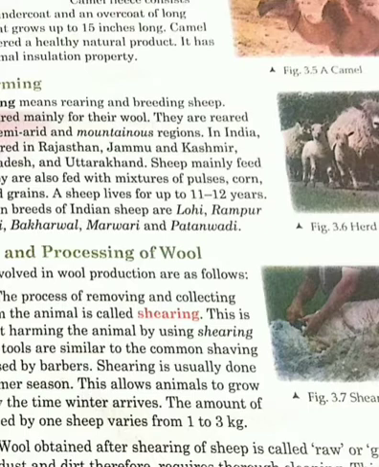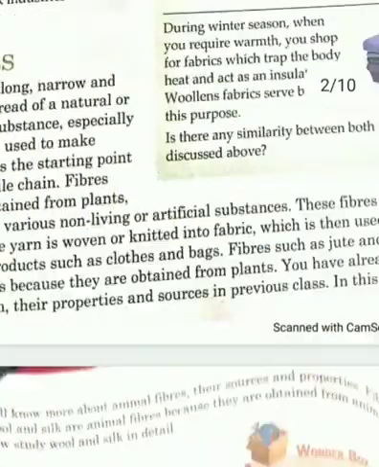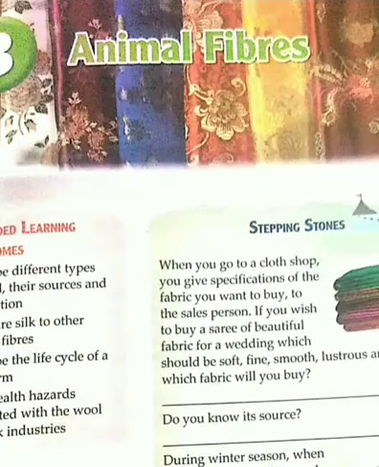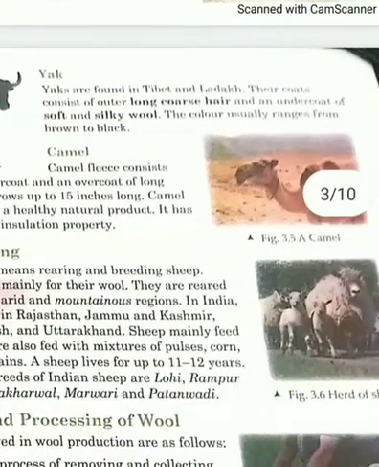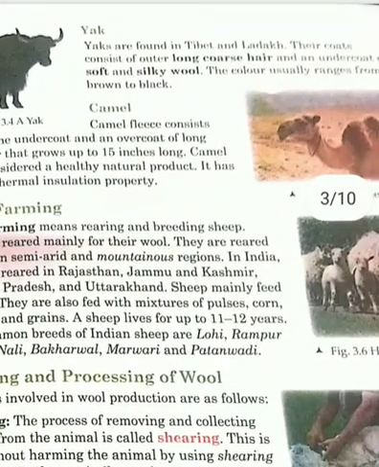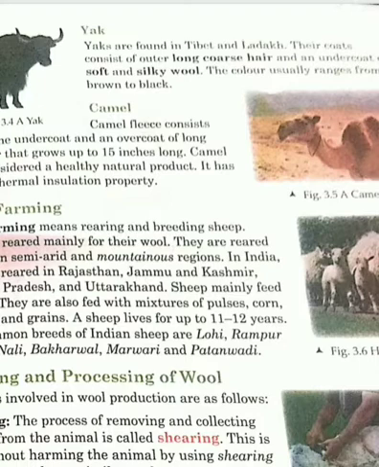Okay, then sheep mainly eat grass, grains, pulses, corn, etc. And I have told you the lifespan of sheep also, it is 11 to 12 years. Okay, so up to 11 to 12 years a sheep usually lives, and we have some common breeds also. The common breeds of sheep are Lohi, Rampur, Bhakarwal, Nali, Bakarwal, Marwadi and Pathanwadi.